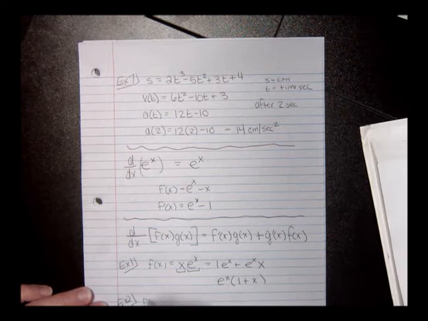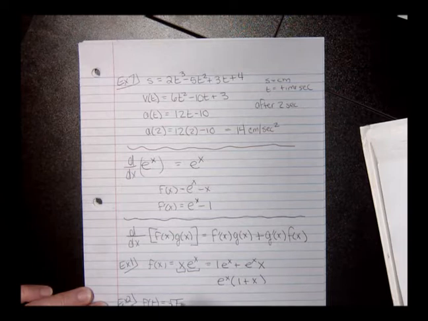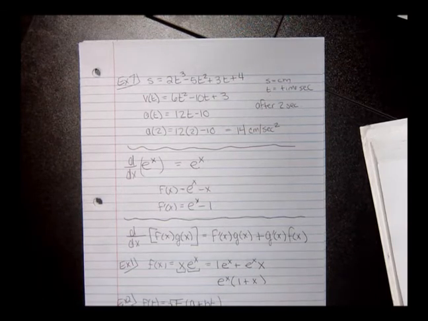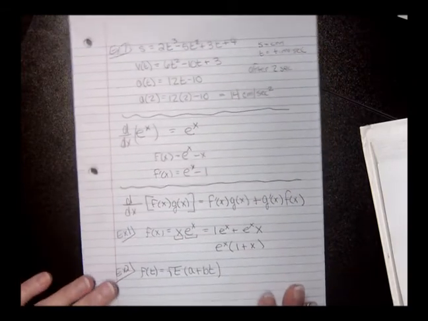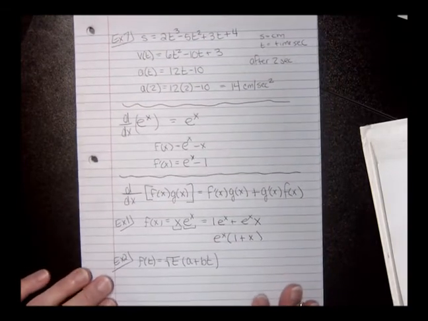F of t equals the square root of t times a plus bt. Well, here we have a whole bunch of variables. All right, so let's take a look at how this would be. I don't know if I'm going to have enough room on this paper, but we'll give it a shot.